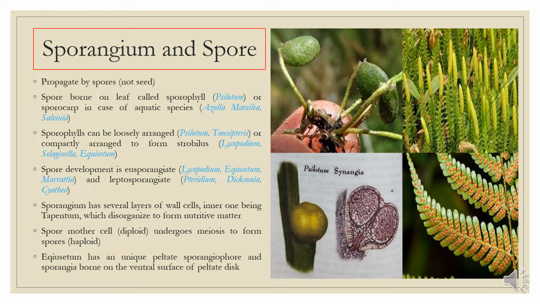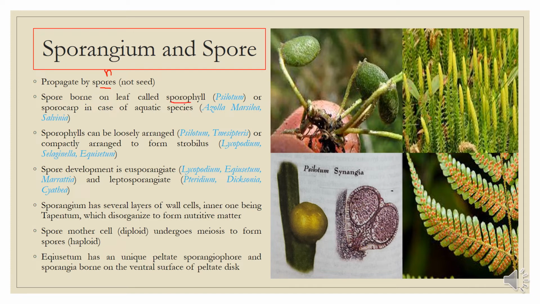The pteridophytes do not have a seed or flower, so they reproduce by spores. The spores are the haploid structures that germinate to produce the gametophyte, or the haploid generation. And the spores are born on the sporophytic, or diploid, plant, and they are born on a leaf.